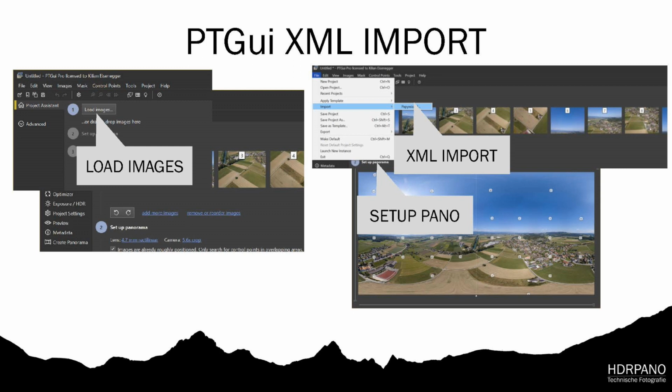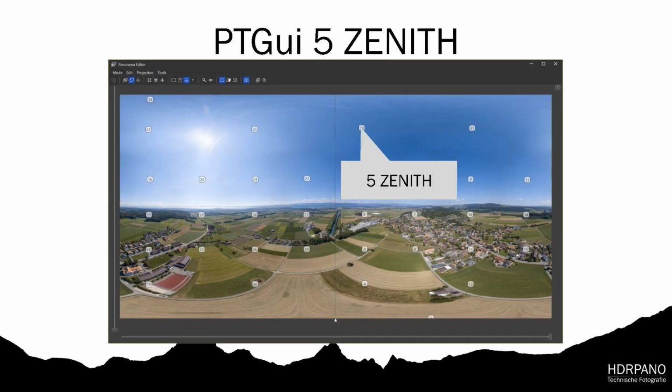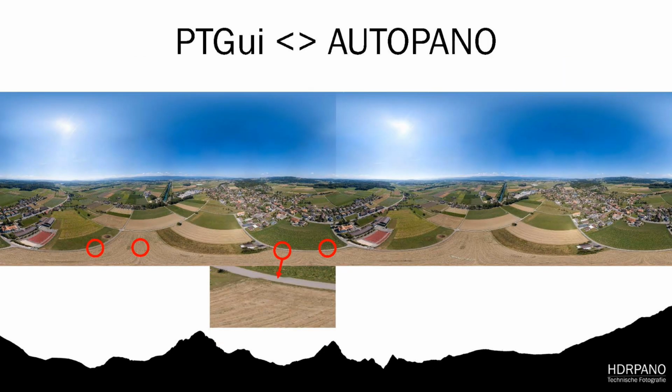In PTGui we first have to select the images and then import the XML file and then set up the panorama. As you can see, the 5 Zenith shooting method is also working very well for PTGui. If I compare the result between PTGui and AUTOPANO, I have more stitching errors in the nadir region in PTGui. For this shooting there was no error in AUTOPANO.